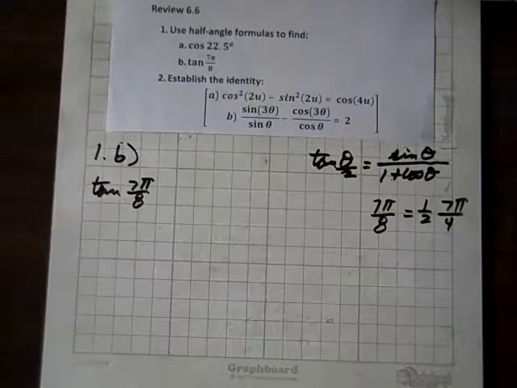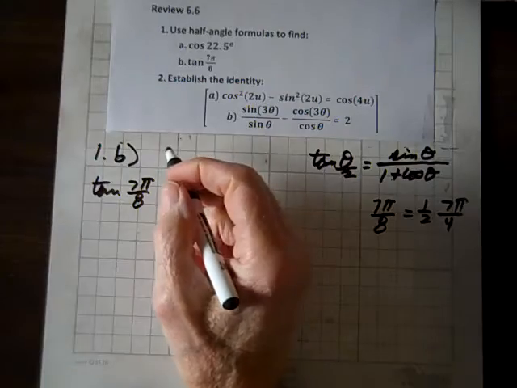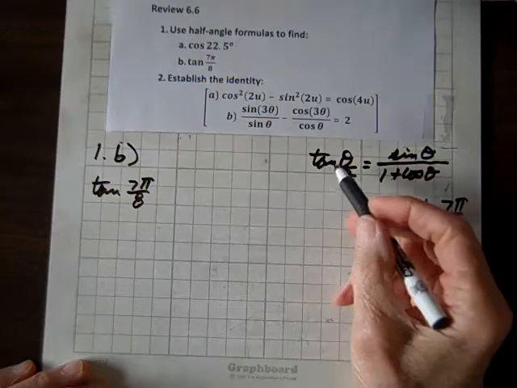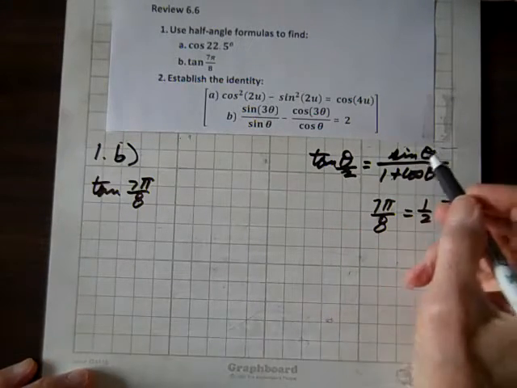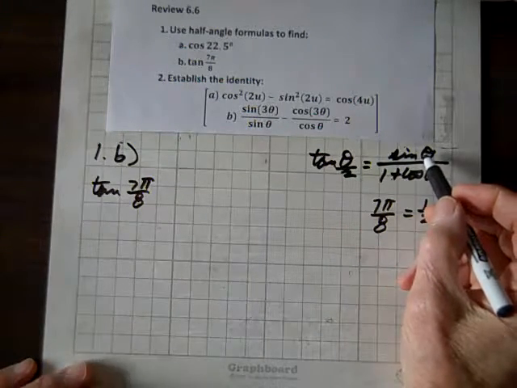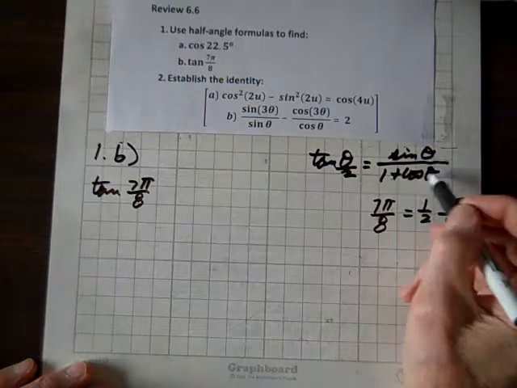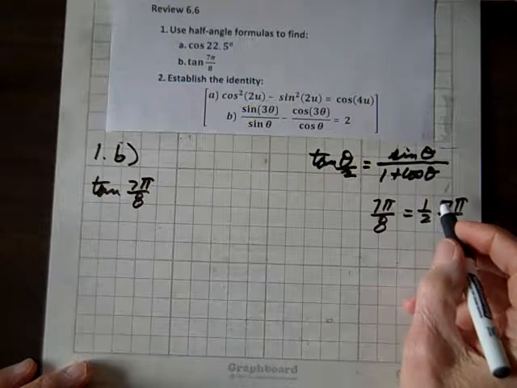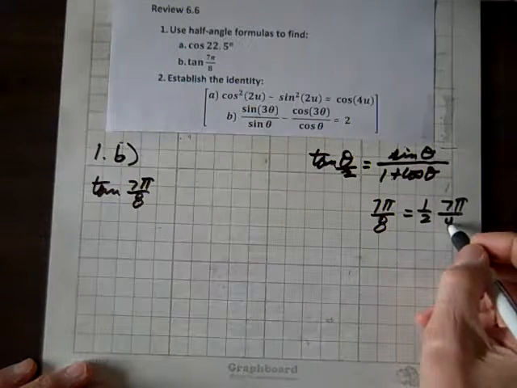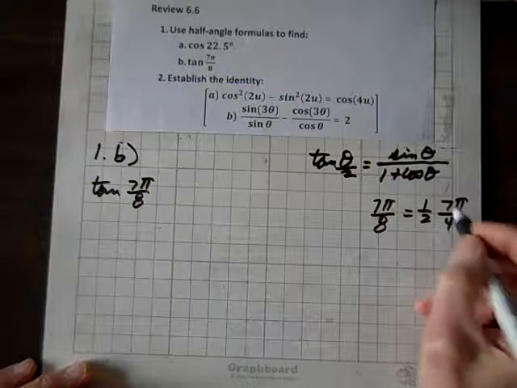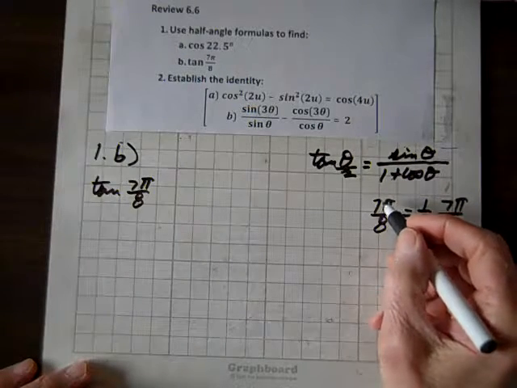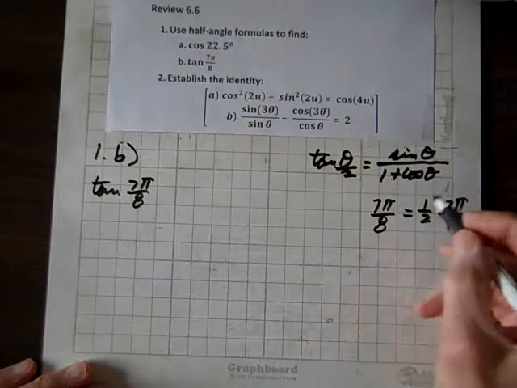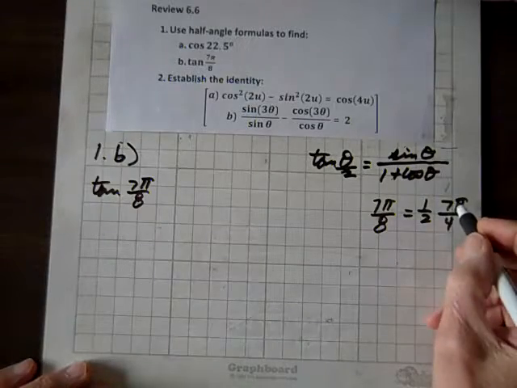Now we're doing 1b, and we've got to find the tangent of 7 pi over 8. Well, the tangent of theta over 2 equals, there's 3 identities. One of them is sine theta over 1 plus cosine of theta. And 7 pi over 8 equates to 1/2 of 7 pi over 4. So if theta over 2 is 7 pi over 8, then theta will be 7 pi over 4.